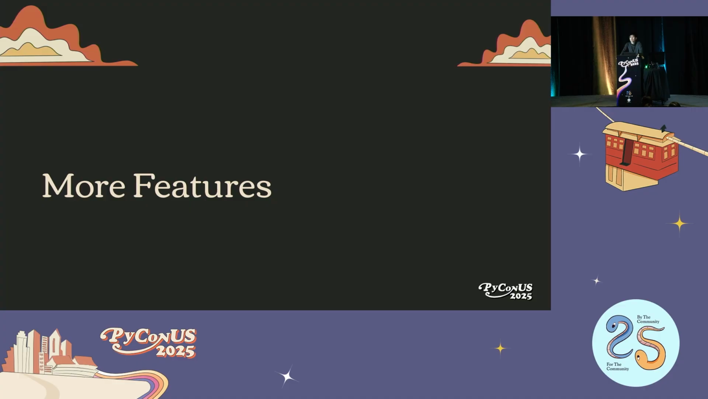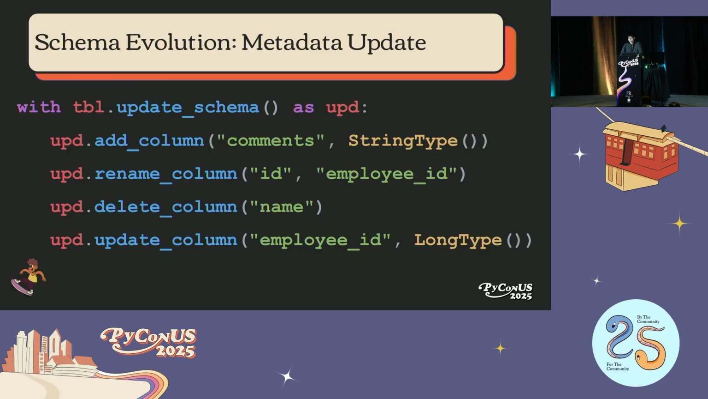Okay, so we've covered how PyIceberg processes table updates and table reads. Now let's take a look at more features supported by PyIceberg. First would be a very useful one, schema evolution. As I mentioned, Iceberg will allow you to update your column name, add any column, or remove any column at any time. PyIceberg also supports that through the API called update schema.